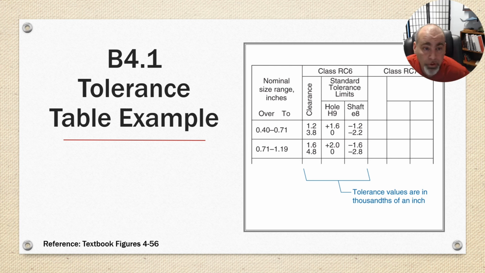If you were to purchase an item like a gear with a hole in it and you wanted to use this system, you would order an H9 item with an H9 hole in it. And if you wanted a shaft that met this standard, it would be an E8 shaft.